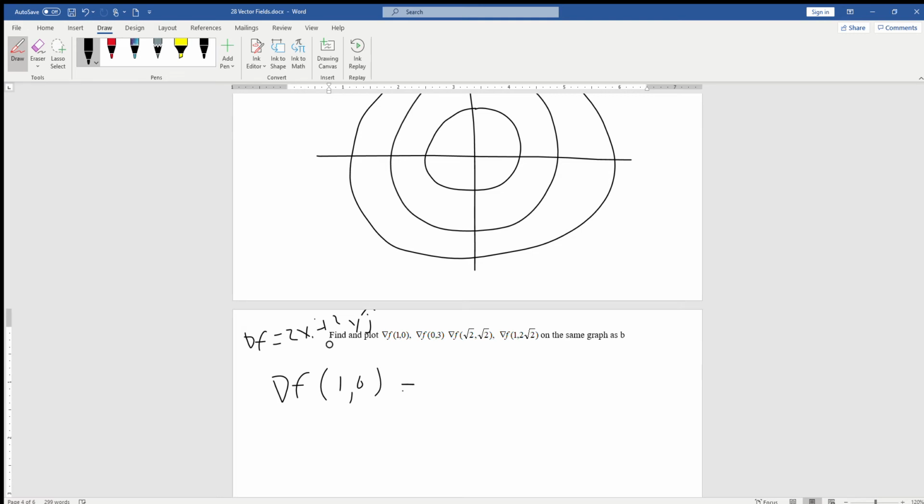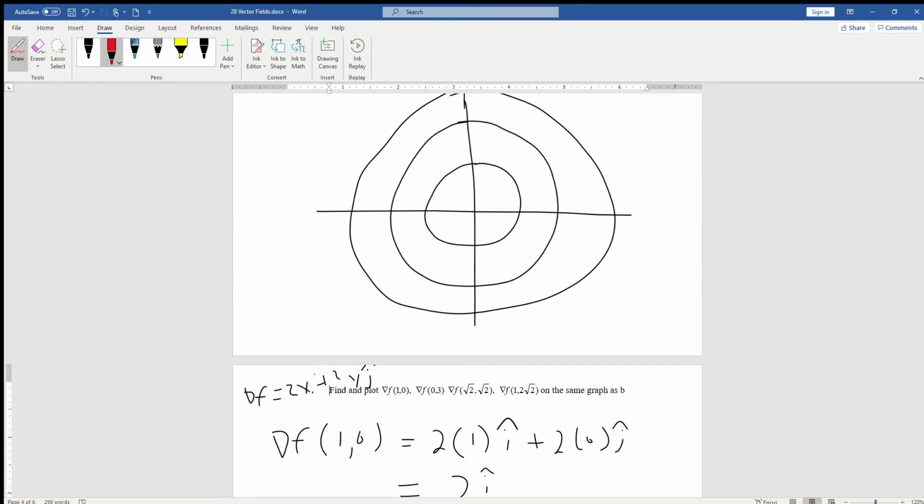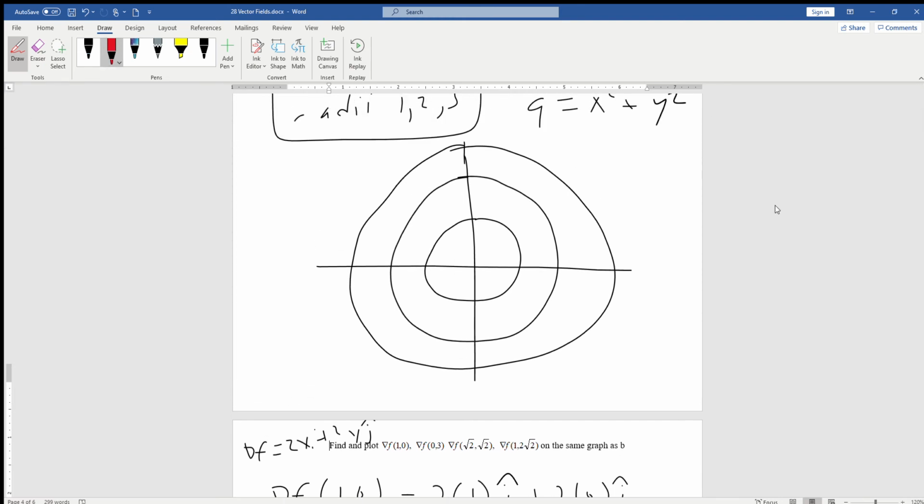Well, that's just going to be equal to 2 times 1 i plus 2 times 0 j, or in other words, just 2i. So if we go back up, I'm going to plot these in red so that we can see what these functions are. The first function that we have is just 2i at the point (1, 0). So here's the point (1, 0). And that's just going to be 2i, which means that it's going to go to the right 2 units. It's actually going to terminate at the point on the circle of radius 3, which is just coincidental.